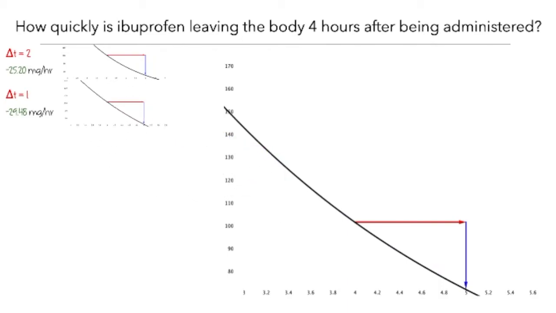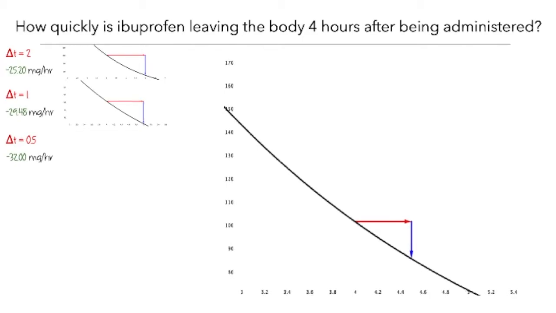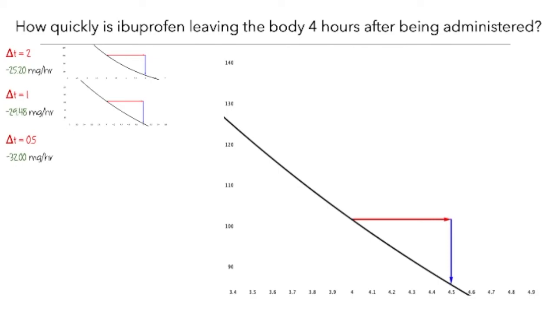Now let's look at what will happen if we use a smaller delta t. Here, delta t equals 1/2, or 0.5. We can again compute the average rate of change over this interval by dividing the change in f by change in t. So when delta t is 1/2 hour, the average rate is negative 32 milligrams per hour. Let's zoom in a little bit to see this better on the graph, and then keep this image on the screen.